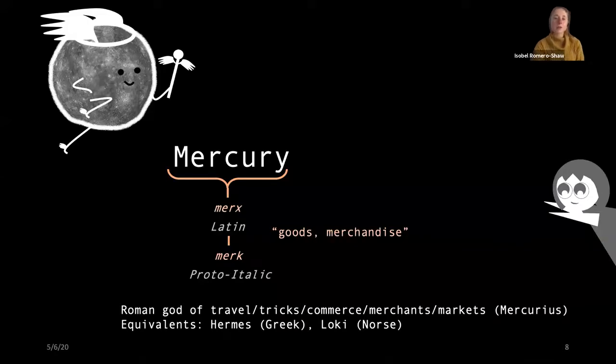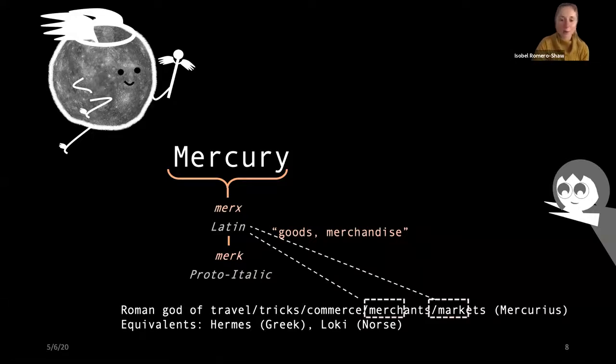Mercurius's equivalents were the Greek Hermes and the Norse god Loki. And the name Mercurius derives from the Latin merx, which is originally from the Proto-Italic word merc, which was used to refer to goods and merchandise, which is actually where we get the word merchandise, and also words like merchant and markets.